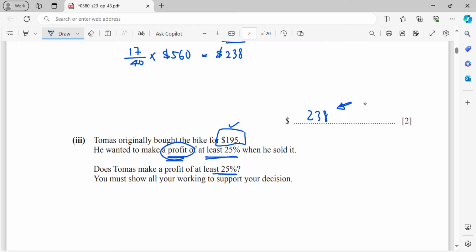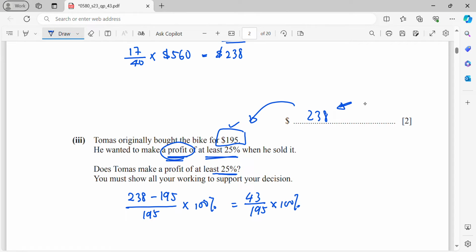To get the profit, you need to find the difference. So it will be 238 minus 195 over 195. This is the original price, 195. Then I just need to times 100%. The numerator will show you the increase, over the original. Then that will be the profit. So this is going to be 43 over 195 times 100%, which equals 22.1%.